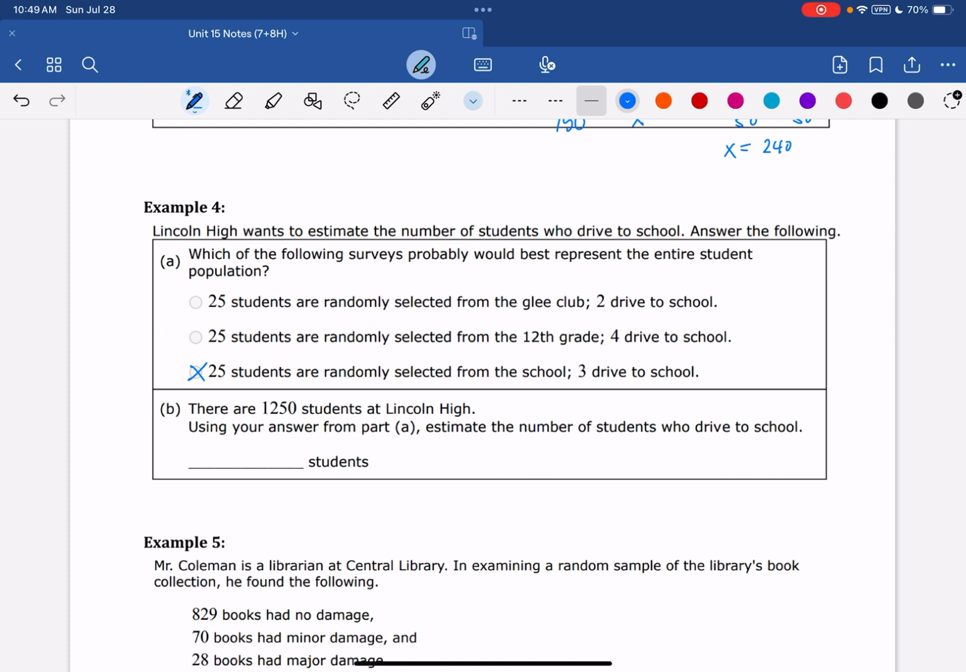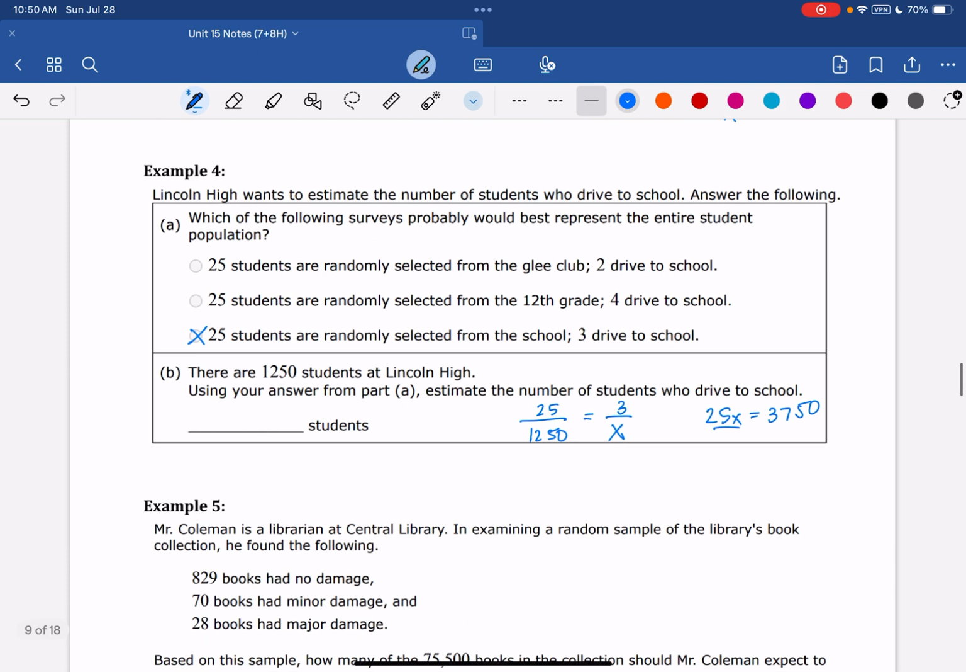There are 1,250 students at Lincoln High. Use your answer to estimate. Okay, so out of our survey of 25, out of our total population, 3 drive to school. How many would drive to school using that estimation? So we would have 25x equals 3750. So x is 150.